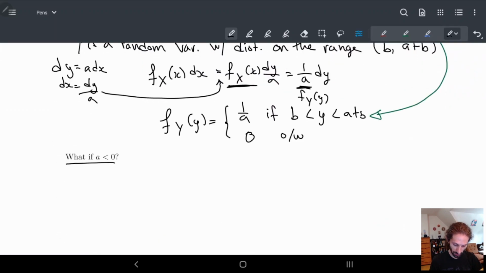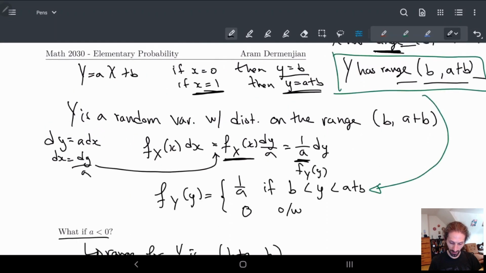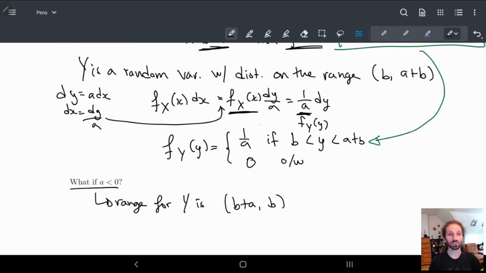And so what we have is the range for y is b plus a and b. Right? Because now they're flipped. So that's the only thing that kind of changes there. In terms of here, well, what changes in terms of f of y?